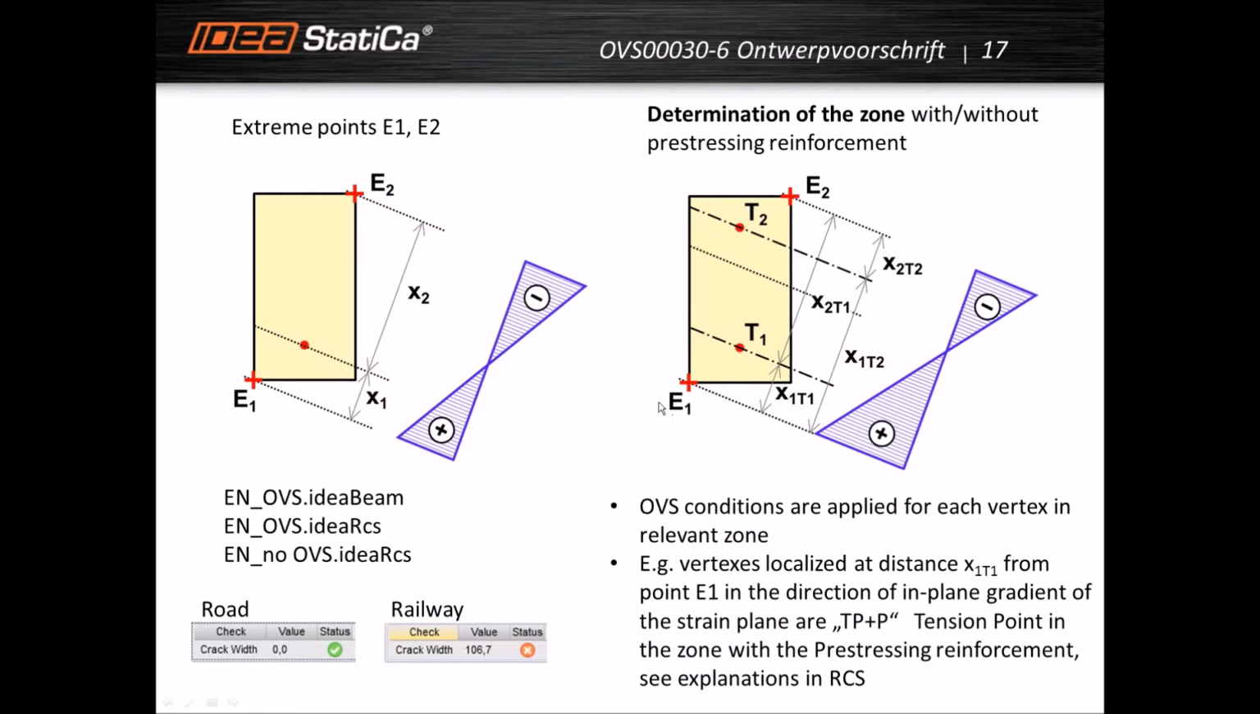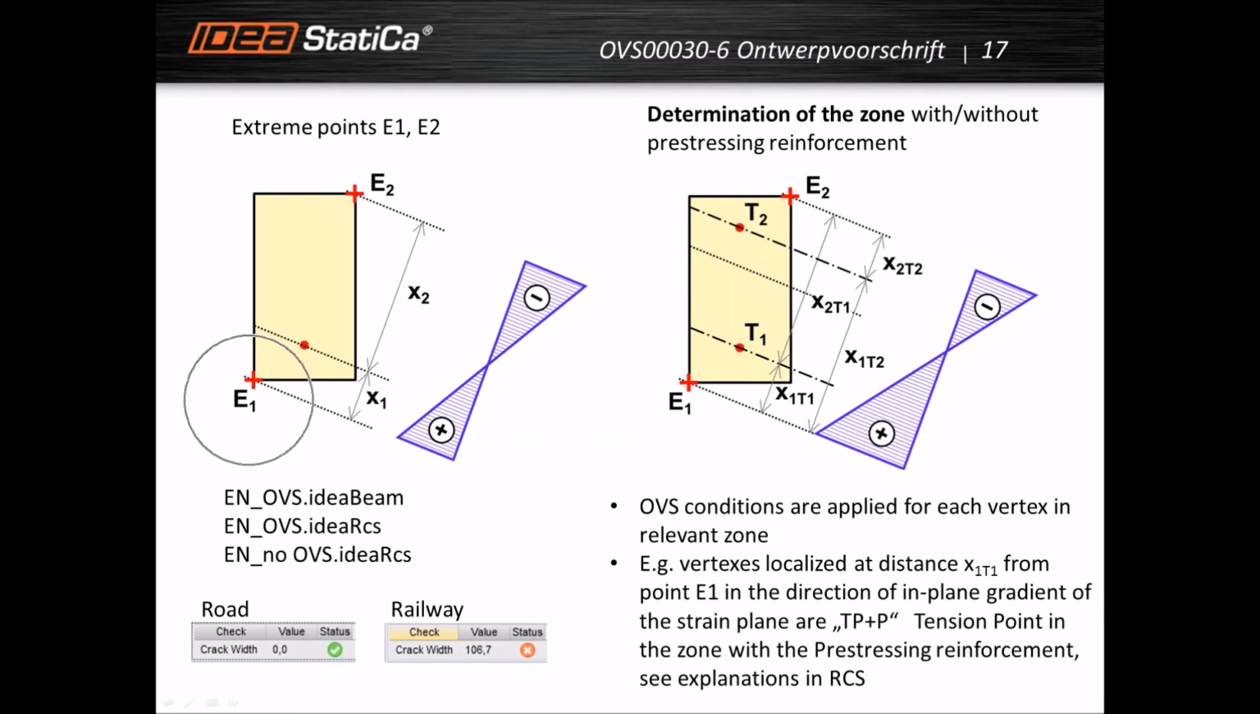The second thing which I would like to explain is this determination of the zones. Actually, the stress limitations applied according to OVS are dependent on the zone, if the zone is with or without pre-stressing reinforcement. So first of all, we have to find these extreme points, and we do it using the plane of strains, as you can see here in the picture.